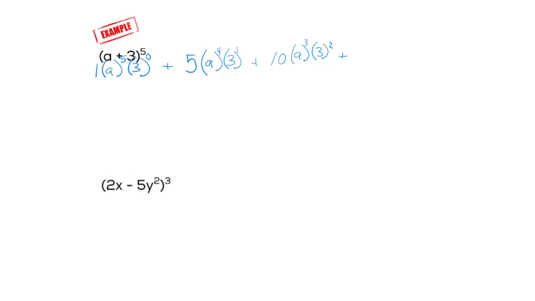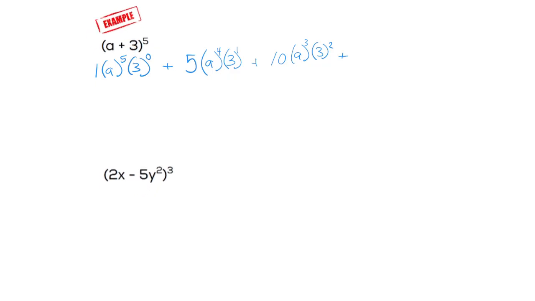You have another 10. I'm going to have to write a lot smaller here. And then my A is now squared. My 3 is working its way up, so it's now cubed. Plus, next number is a 5. A is now to the 1st power. 3 is now to the 4th power. Last one, another 1. Now A is going to be to the 0, and 3 is to the 5th power.